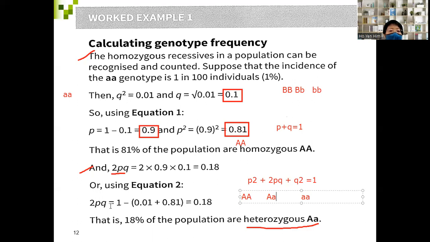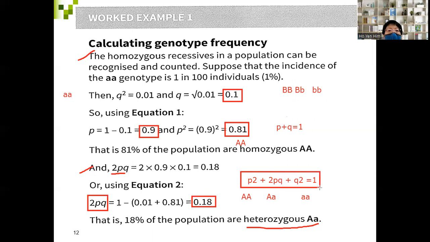So 2PQ is how much? How is the calculation done? 2PQ means 2 times 0.9 times 0.1, right? They calculate in two ways. You calculate yourself. Is 2PQ equal to 0.18? Yes, right? So it's correct. It tallies with this equation. It's actually correct.